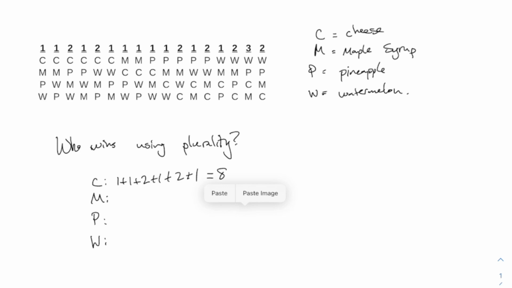So the M is only 2. This was a great disappointment to me. I love the maple syrup. I actually realized after printing this out that I didn't include my vote. My vote, I got to count for something, right? I would have put maple syrup on the top.